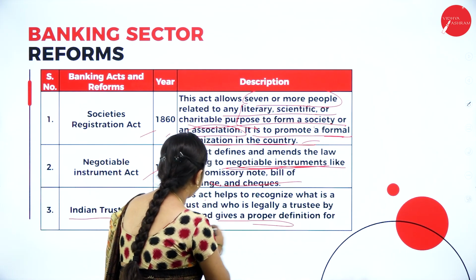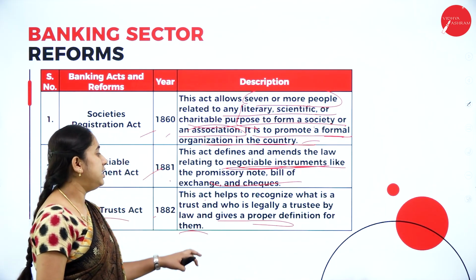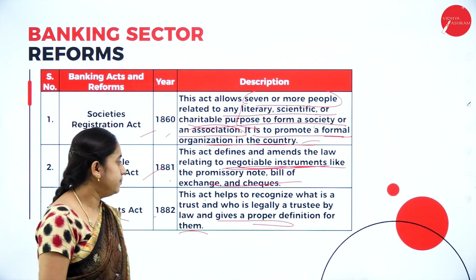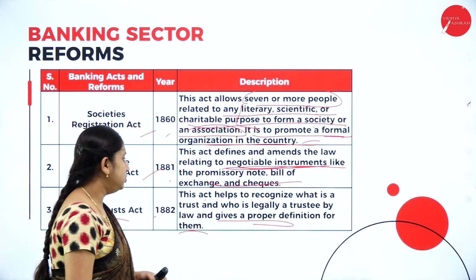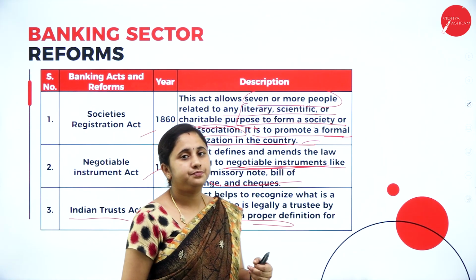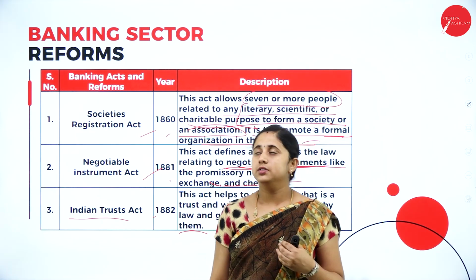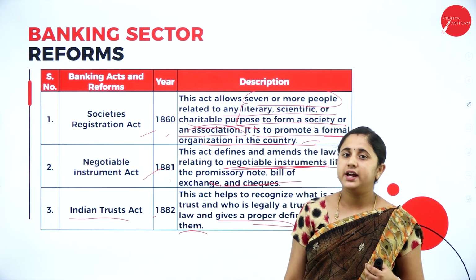and give a proper definition for them. So they define who is trustee, who is trustee according to the law. For example, private money lender. This Banking Regulation Act 1949.